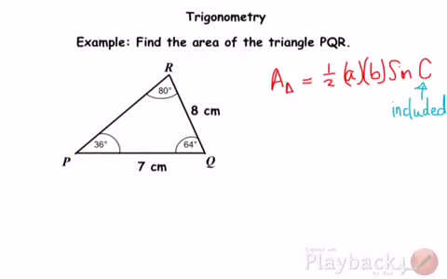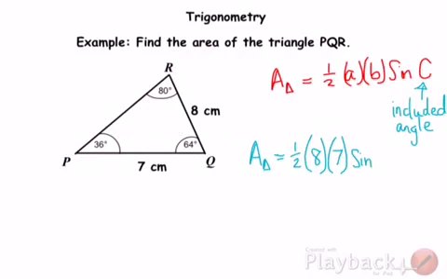If I look at my diagram, I have two sides. I'm given 8 centimeters and 7 centimeters, so the angle between them is this 64. That's the angle I'm going to use for my C. So I can rewrite it: the area of the triangle is equal to half A, so my first side is 8, times B, my second side is 7, times the sine of their included angle, which is 64 degrees. If you're going to make a mistake on this formula, it's that you take the wrong angle, so please ensure it's the included angle.